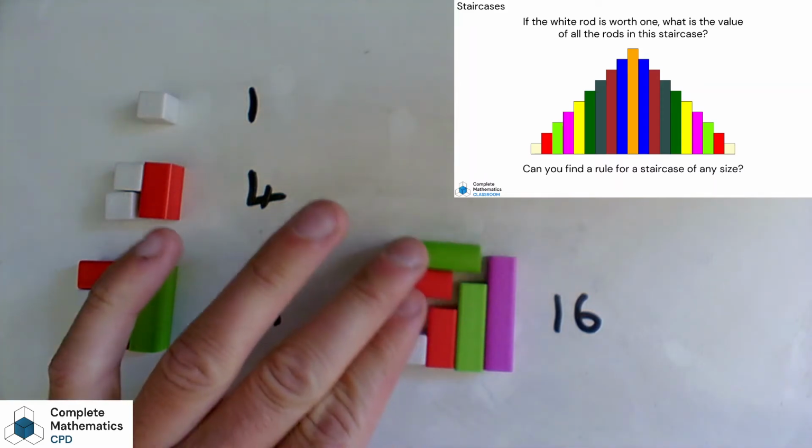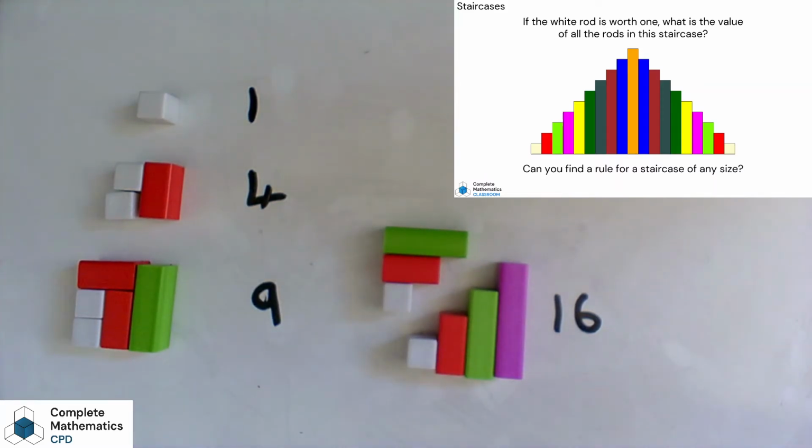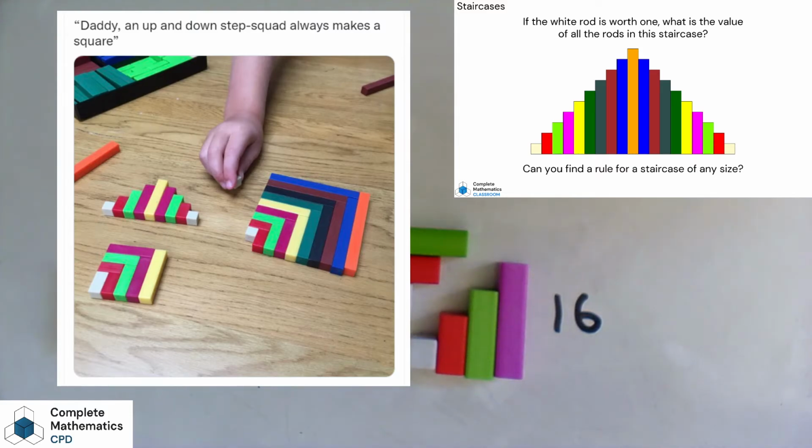Now what we're actually talking about here are triangle numbers, and we're saying that 2 consecutive triangle numbers make a square number. Now I did this with my 4-year-old actually just at the breakfast table the other day, and we were talking about step squads that they use as a sort of placeholder for triangle numbers. And my 4-year-old said, "Daddy, an up and down step squad always makes a square," which is a nice little conjecture that he made at 4 years old. Later on down your mathematical journey, you might start using the correct terminology of triangle numbers.